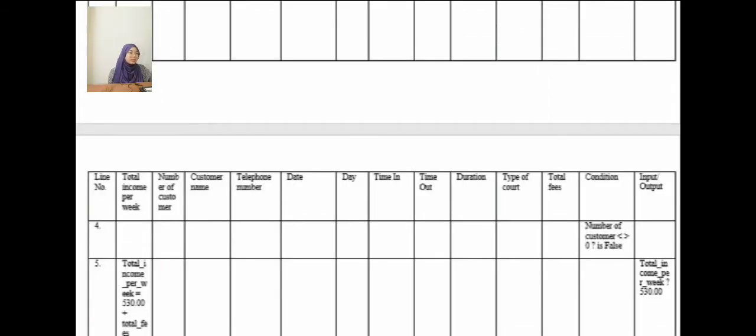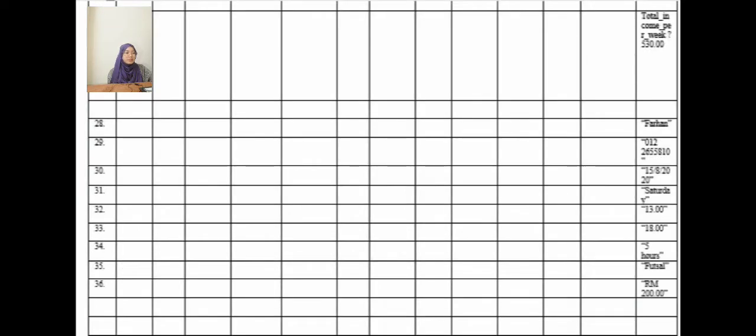So 530 plus total fees, which is 0 because there is no customer before. So total income per week equals 530. And then we will just print the customer name, telephone number, date, day, time in, time out, duration, type of cards, and also the total fees of the customer. Okay, that's all. Thank you.